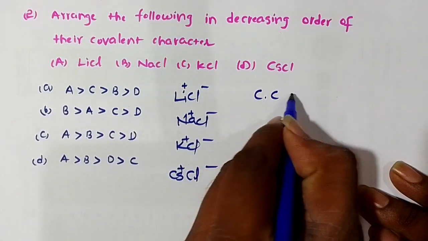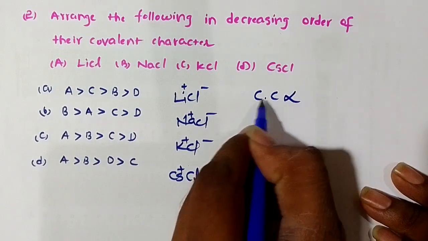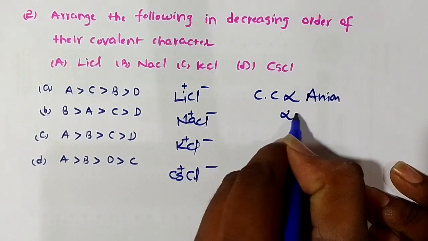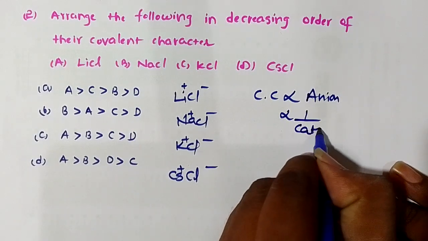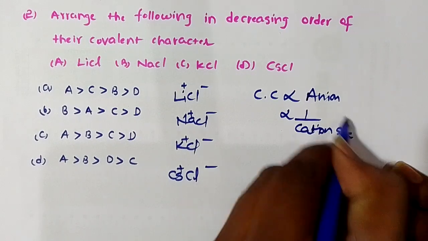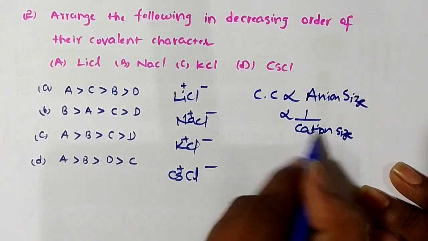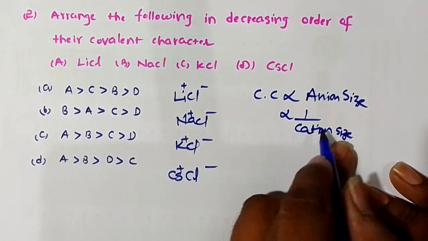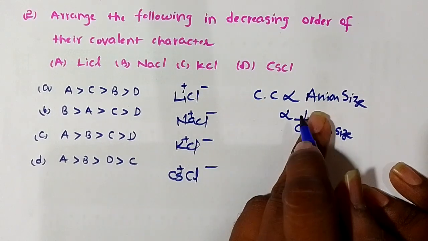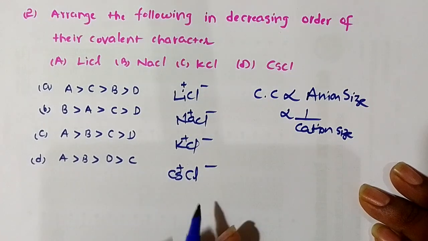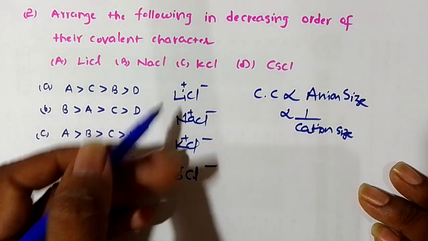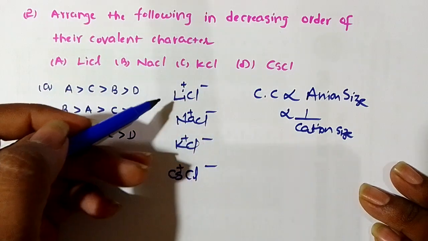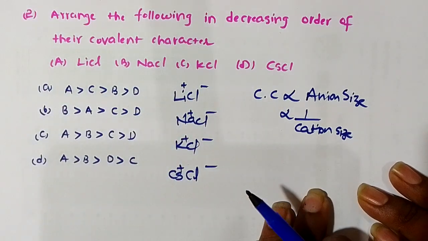Here, as you already know, covalent character is directly proportional to size of anion and inversely proportional to size of cation. If the cation size is less, covalent character is more. If the cation size is more, covalent character is less. Now we have to find out the size of cations: lithium, sodium, potassium, cesium. When we are moving from top to bottom, the size of cations increases.